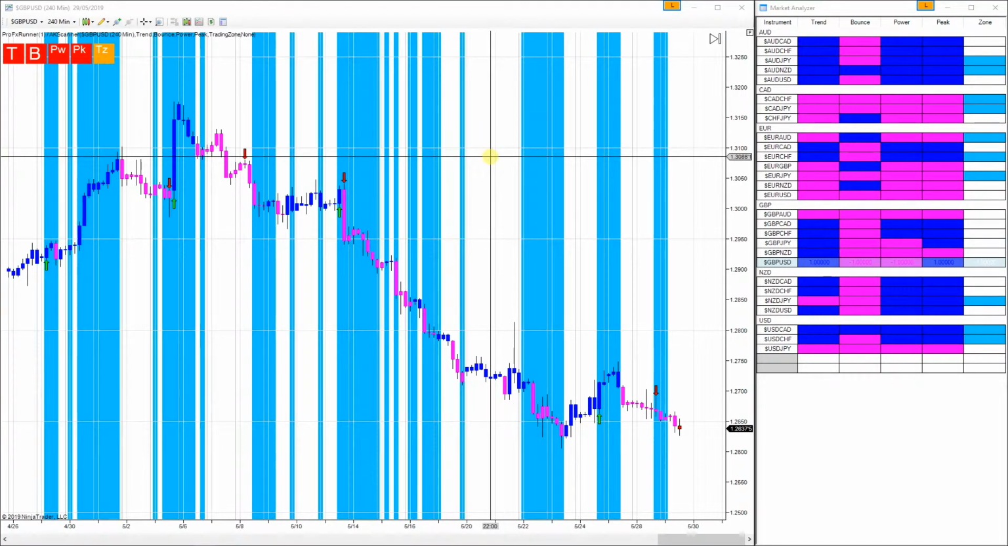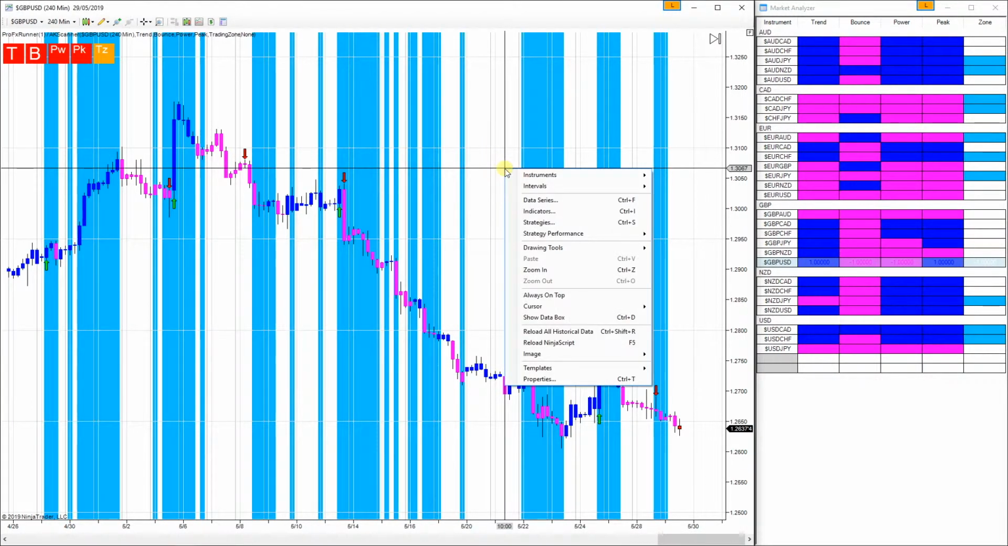So let's have a look at the charts. The British pound. Everybody's interested in that at the moment because of the current situation with Brexit and the political machinations of what impact that's going to have on trading the GBPUSD.